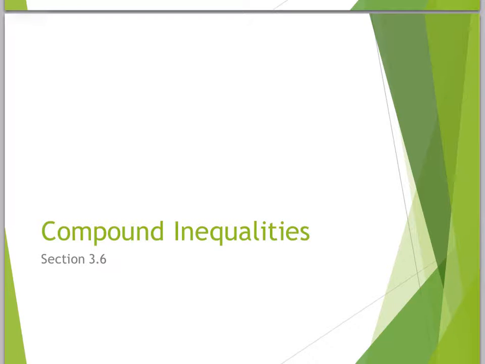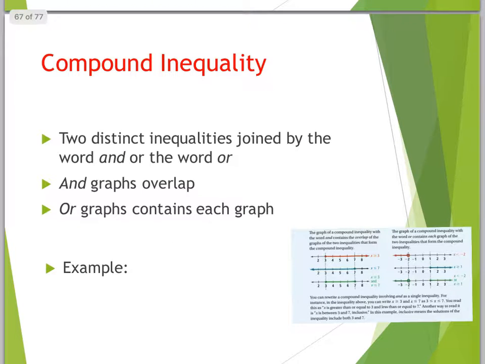Alright, so moving on to 3.6, compound inequalities. Compound means more than one. So first off, a compound inequality is two distinct inequalities joined by the word "and" or the word "or." And overlaps. Or, right, contains each graph.